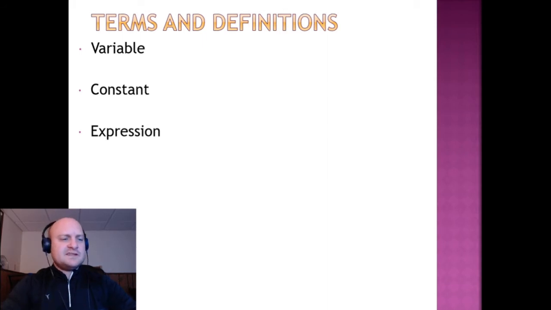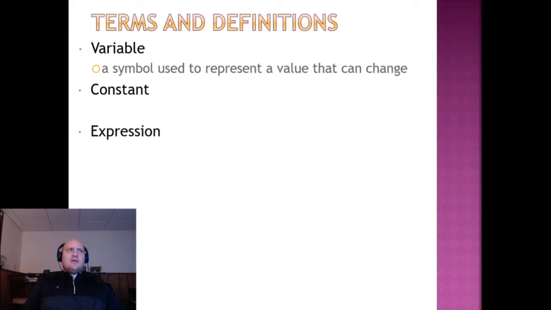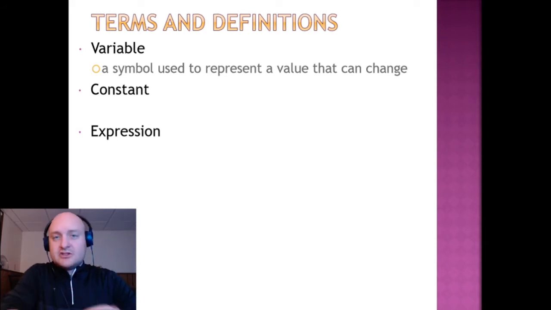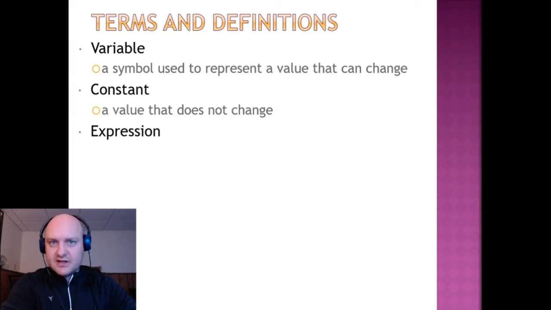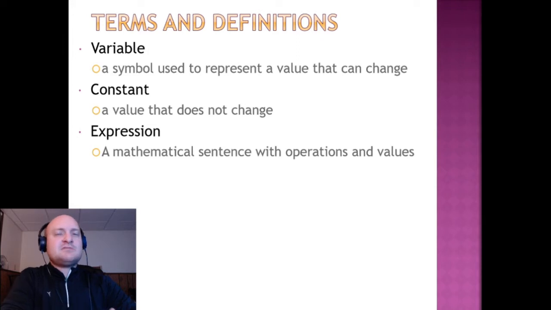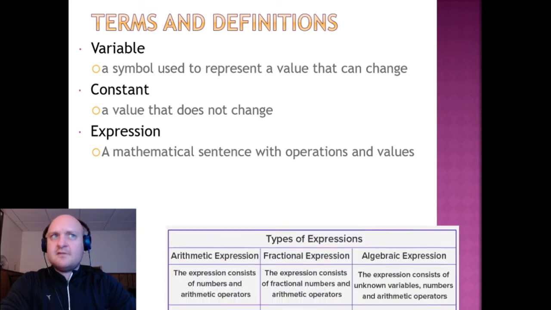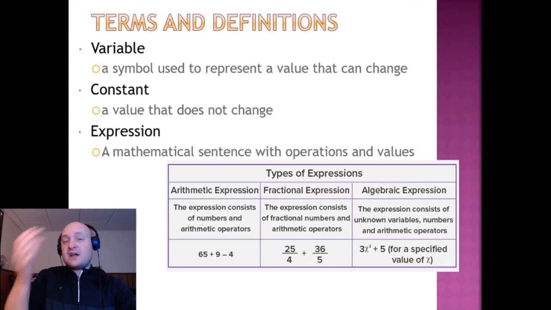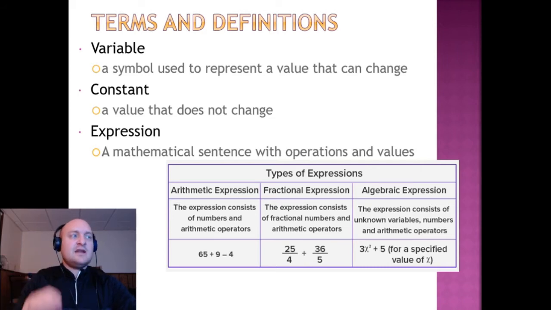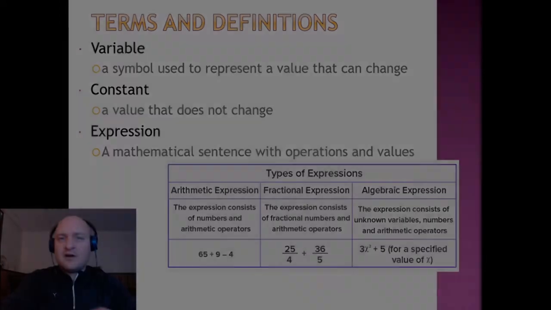First off, a variable. It's a stand-in for some representative value, right? A symbol or a number that can represent something. And it can change. It can be one number one second and a different value the next. But a constant is something that doesn't change, like 5 or 1. Finally, an expression, a problem made up of numbers and/or variables, although there are different types. For example, one is an arithmetic expression if it only has numbers, a fractional expression if it has a bunch of fractions in it, and an algebraic expression if it has a variable.